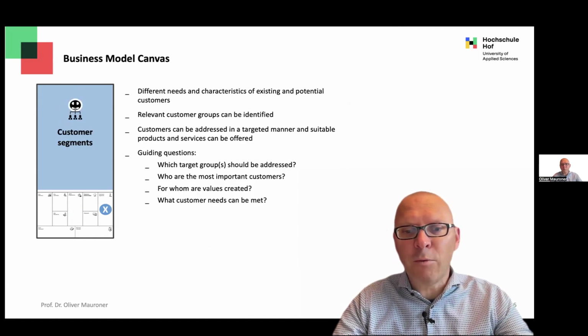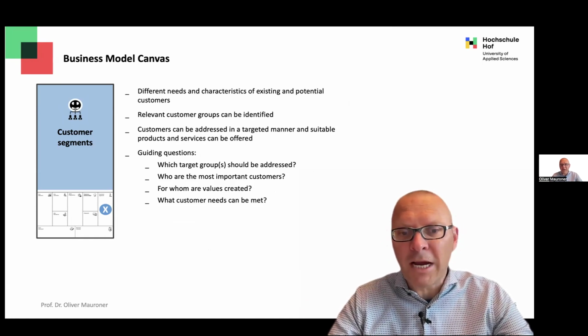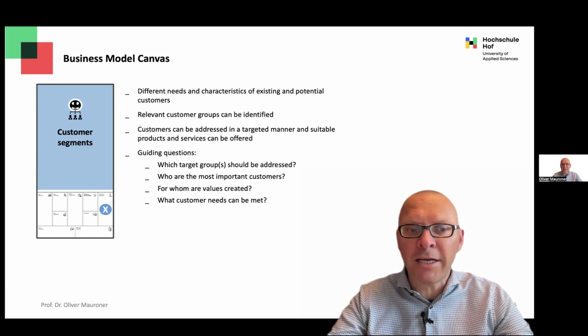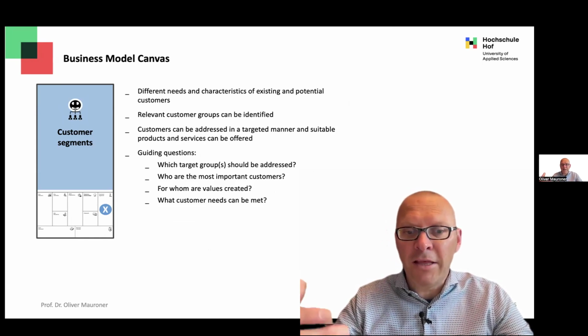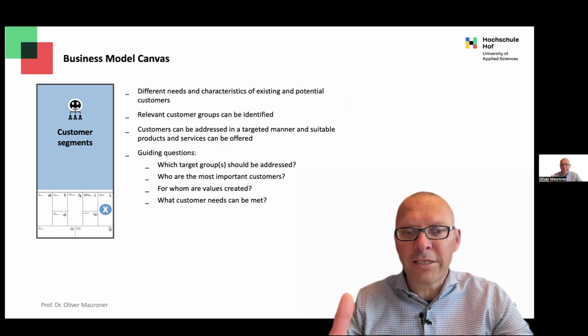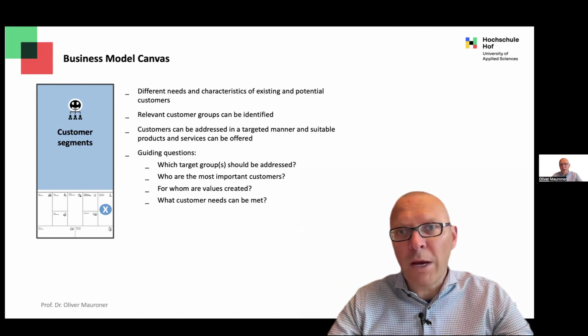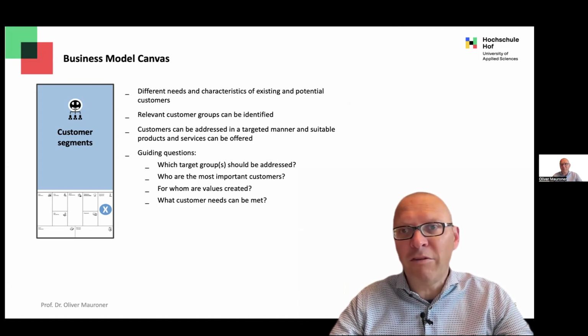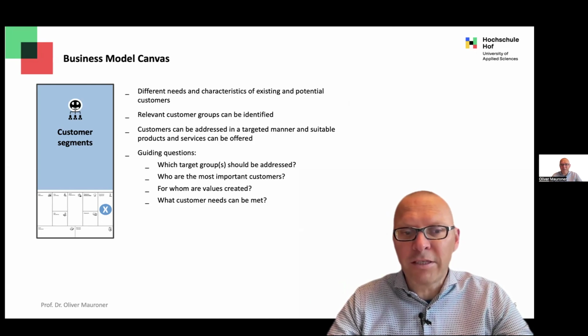Next, we have the customer segments. This block answers the question, who are the customers? Businesses serve different types of customers. So this could be niche markets, but it could also be mass markets. And these segments have different needs and different characteristics. So defining the customer segments helps to really tailor the products, offerings and services, but also is a way to address the specific needs and preferences, also with marketing tools and channels.